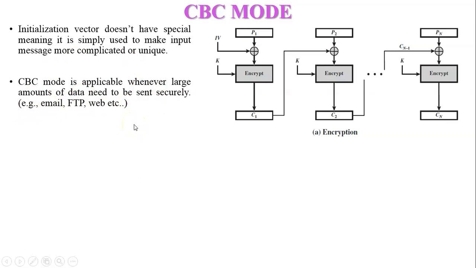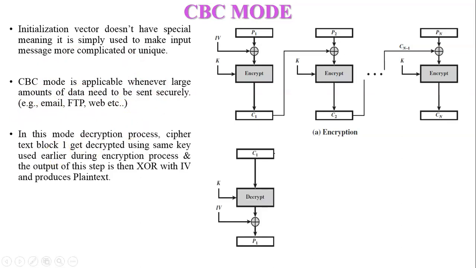Now let's discuss the decryption process of CBC mode. In the decryption process, ciphertext block 1 gets decrypted using the same key. Now see over here, this is the decryption algorithm. This is the decryption algorithm with C1 and key K, the same key used in encryption. The output of this decryption algorithm is XORed with the initialization vector, which is used over here, and it generates plain text P1.